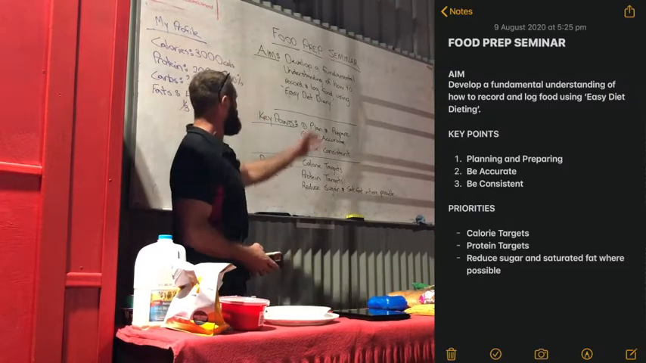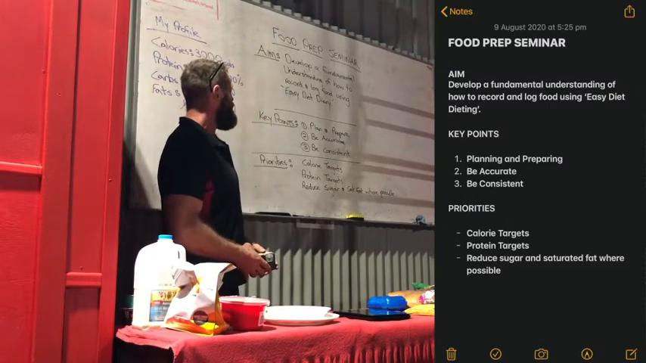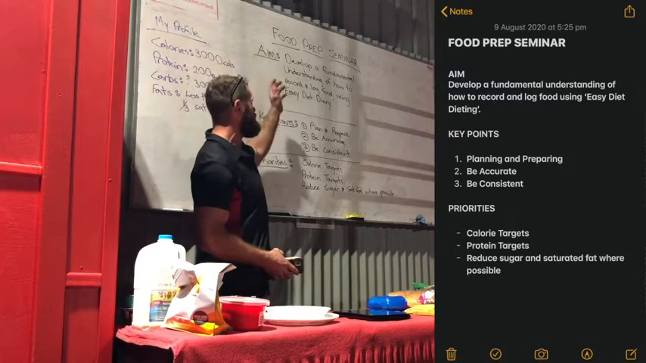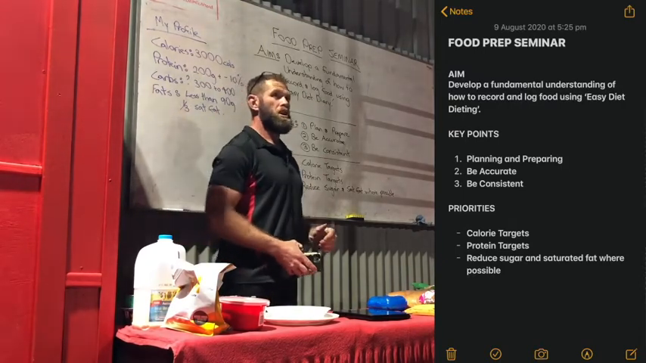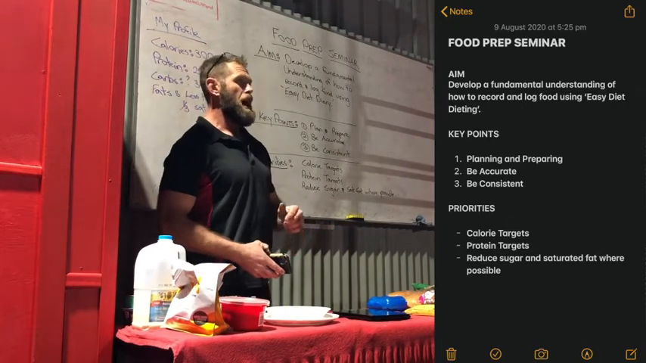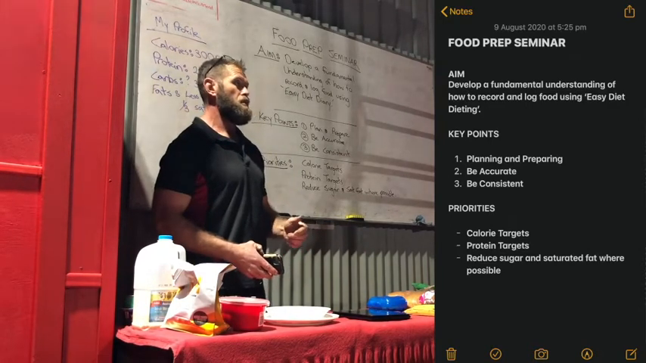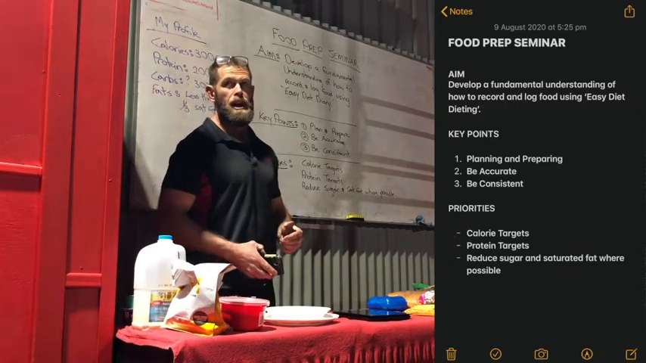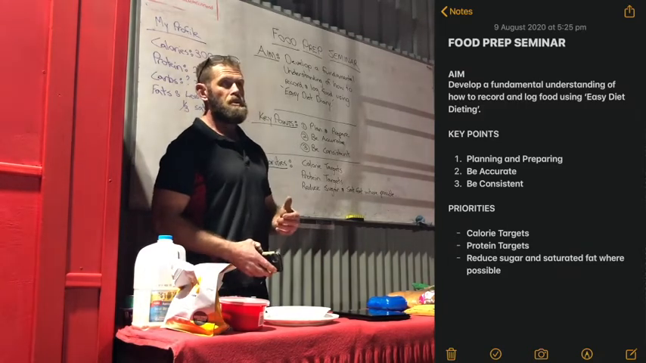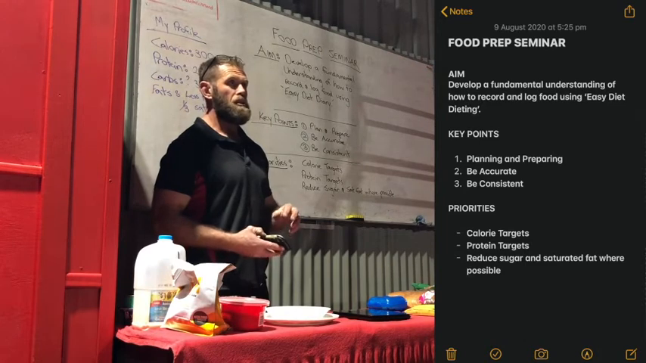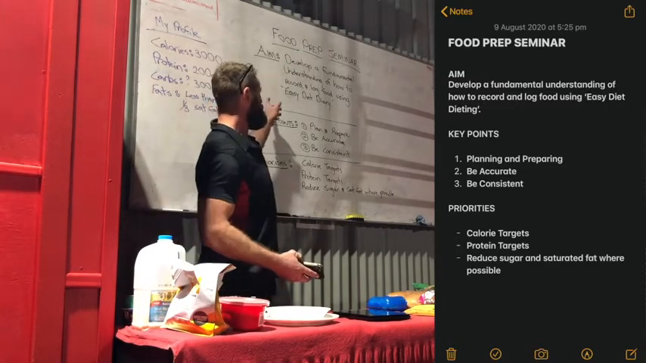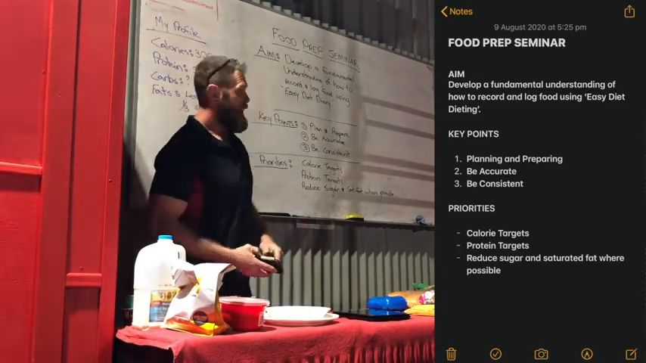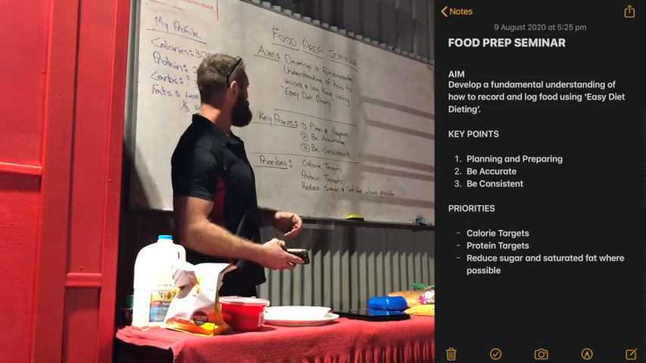So as we've got here, the aim of today's exercise really is to develop a fundamental understanding of how to record and log food using Easy Diet Diary. Easy Diet Diary is the app that I prefer to use. I've used a few in the past and I find it to be very user-friendly. I'm hoping that a lot of you have got the app downloaded on your phone and ready to go. If you don't, go to the App Store and search for Easy Diet Diary, it's easy to find and you should be able to download it while I'm gibbering right now.